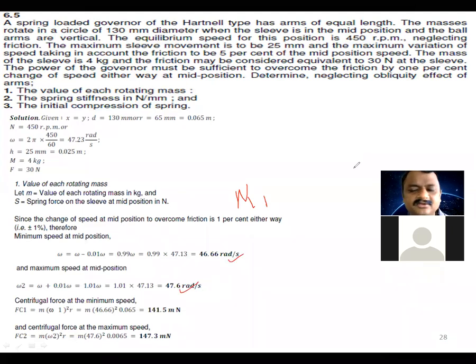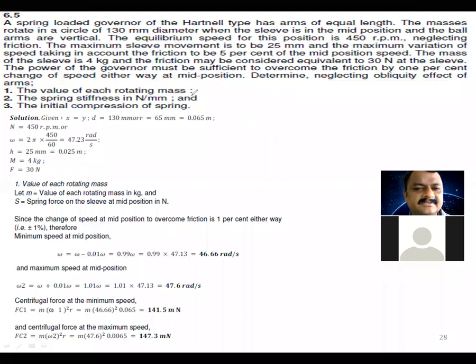So either of these two things you can do it. Then you are supposed to determine, neglecting the obliquity effect of arms, each rotating mass. That is, the mass of the ball itself is not given in this problem. This is a typical problem, right? So the mass of the ball itself is not given. So in the formula we are substituting and finding out what is m, small m, the mass of the ball.